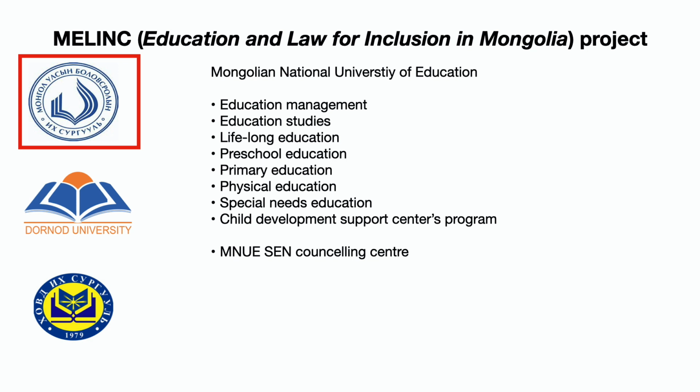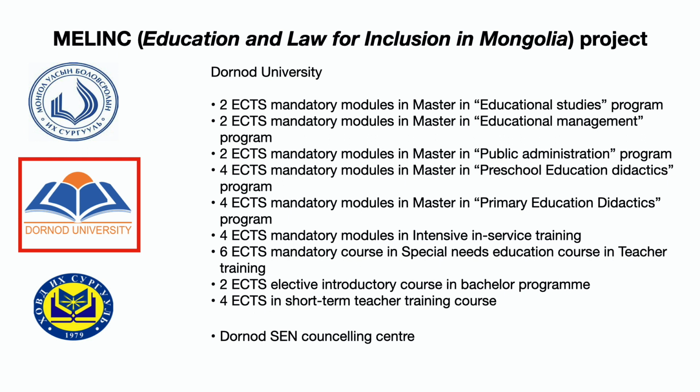The Mongolian National University of Education will introduce modules on inclusive education in a number of programs. It will also operate the SEND Counseling Center and provide advice and support to students with special needs in education and to their families in the central part of Mongolia. Dornod University will introduce modules on inclusive education in a number of programs. It will also operate the SEND Counseling Center and provide advice and support to students with special needs in education and to their families in the eastern part of Mongolia.